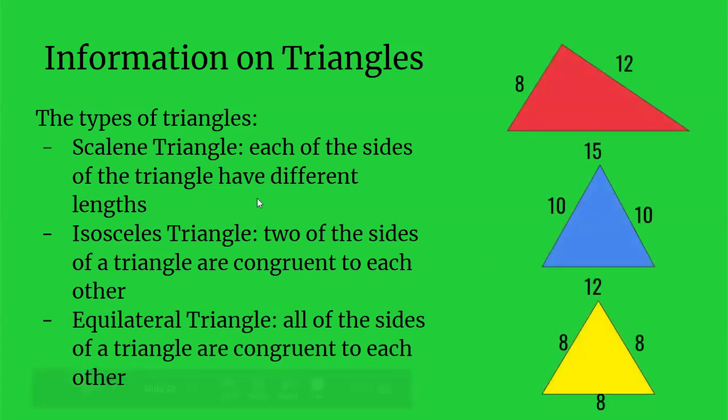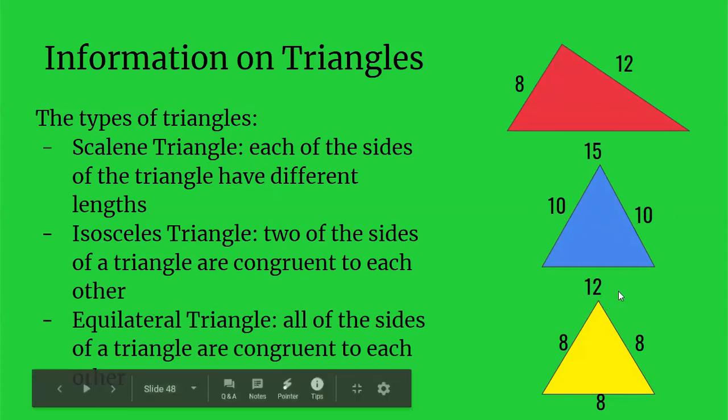So here we have a scalene triangle where all the sides have different lengths. So 8, 12, and 15, they're not the same length. An isosceles triangle, so we got 10, 10, so this makes it isosceles, and we got 12 right here, which is different from these two. And then we got equilateral, so we got 8, 8, and 8, so all the same.